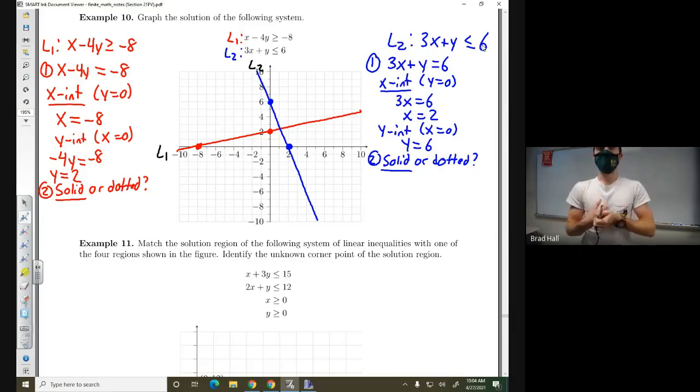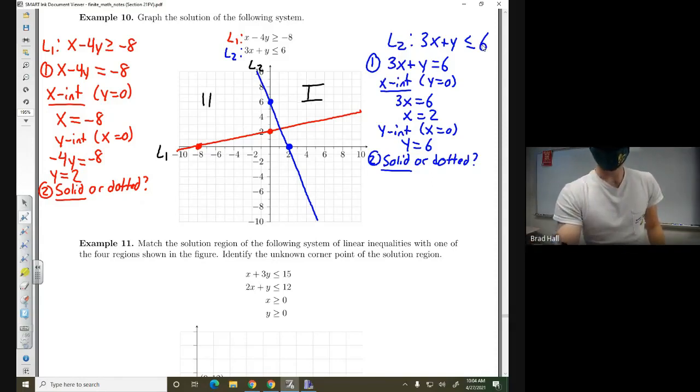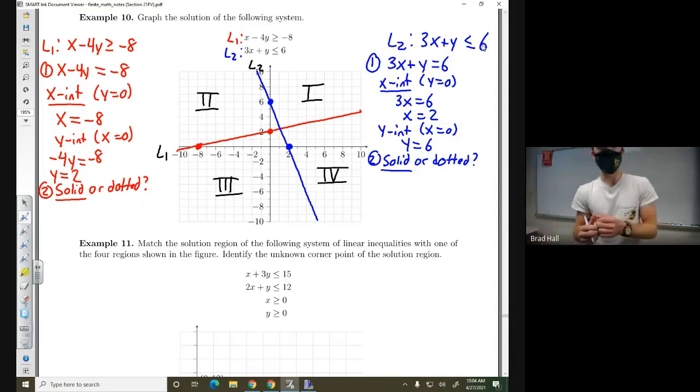Because when you start to shade, really our whole graph is split up into 4 regions. Here's a region, here's a region, here's a region, here's a region. And we need to figure out which one of those regions we end up shading. Now, this comes down to doing the shading process for both of these lines. So we'll start off with red.